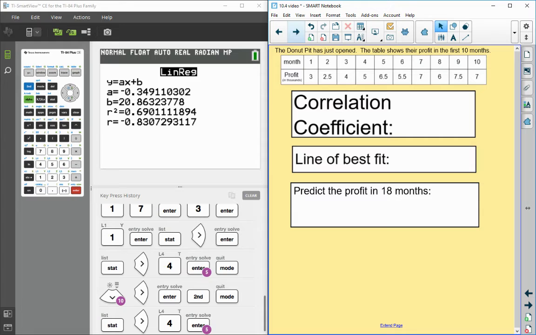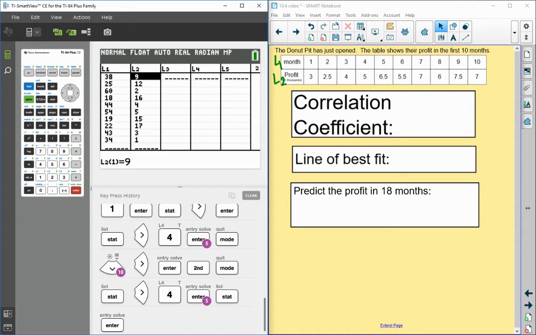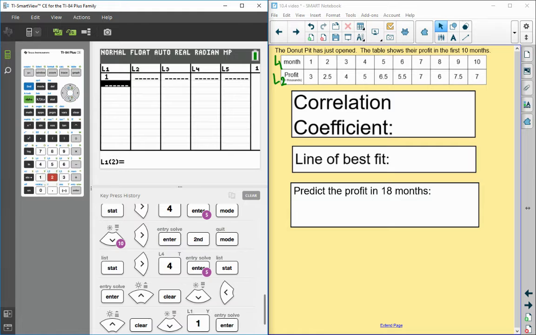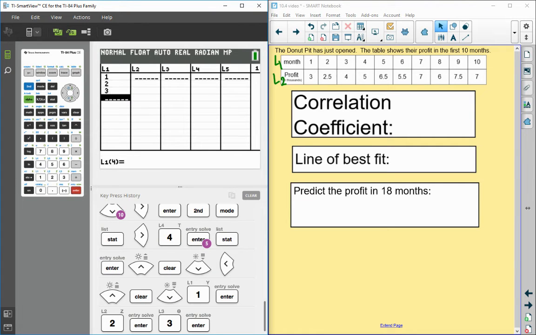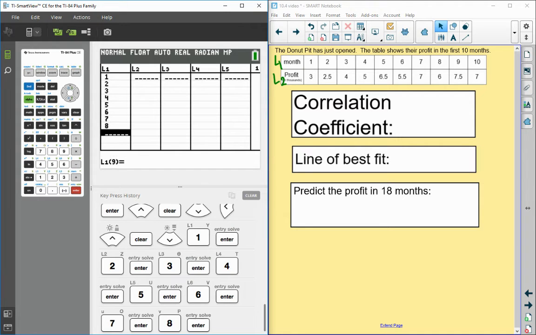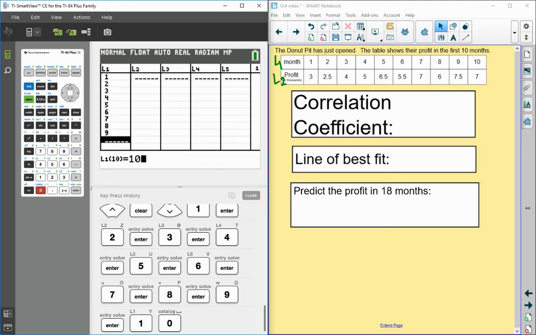Okay, so this one right here, this is my list 1. This is my list 2. We're going to go back to stat, go to edit, and I need to clear my list. So I go up, clear, down. And I'm going to go over to list 1. Up, clear, down. Now I need to type my data in. So 1, 2, 3, 4, 5, 6, 7, 8, 9, and 10. That one's nice that they were all in order there.